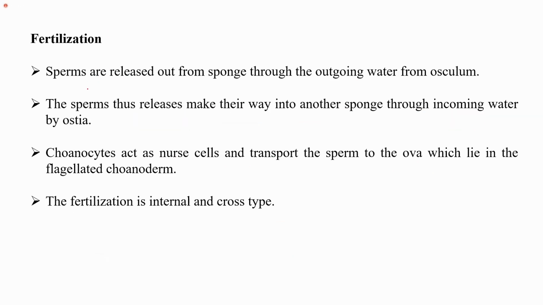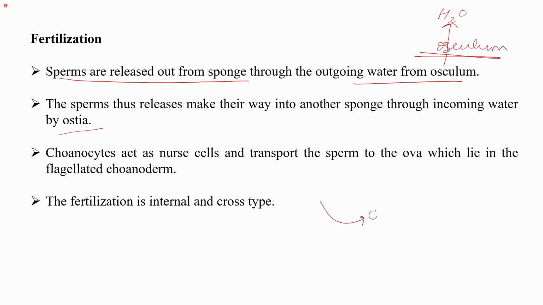Now, how does fertilization happen? Sperms are released out from the sponge through the outgoing water from the osculum. We know everything comes out along with the water through the cavity, which is the osculum, which is present at the free end of the sponge. The sperm that is released makes its way into another sponge through incoming water by the ostia. So whenever the water enters through the pores, that is through the ostia, along with the water, sperm enters into another sponge.